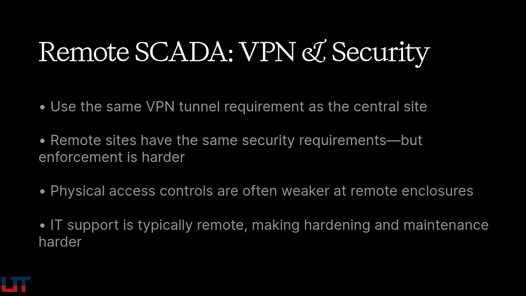Remote SCADA sites share the same security requirements as the central facility, but enforcement is harder because physical access controls are usually less robust and IT support is often remote. Every communication path into a remote site should be encrypted. VPN is the standard approach. No unencrypted communication path should connect a remote RTU or PLC to the SCADA master or to any external network. Remote site equipment should be treated as part of the OT security perimeter.